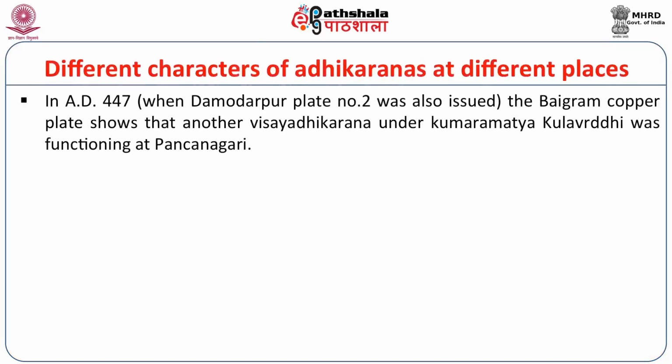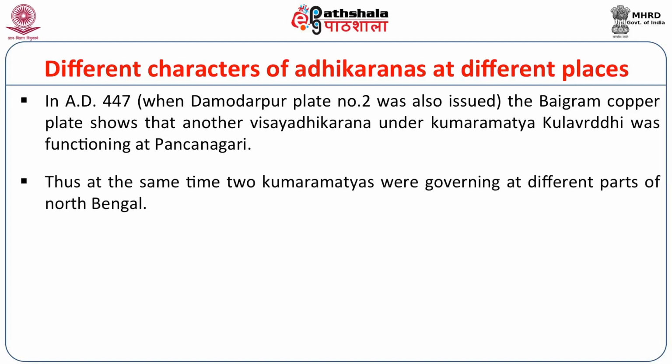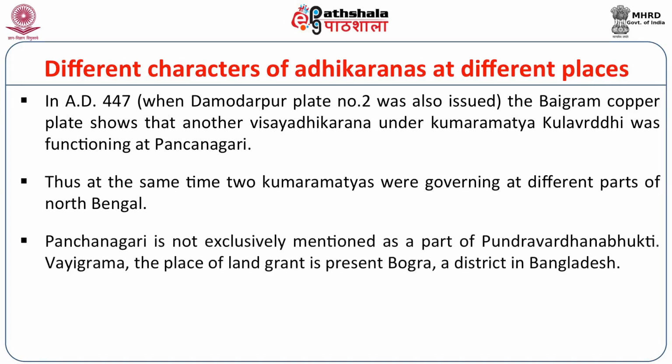The different characters of the Adhikaranas at different places, which is again important. In AD 447, when Damodarpur copper plate number 2 was also issued, the Baigram copper plate shows that another Vishayadhikarana under Kumaramatya Kulavriddhi was functioning at Panchanagari. Thus, at the same time, we have two Kumaramatyas who were governing at different parts of North Bengal. Now, Panchanagari is not exclusively mentioned as a part of Punravardhana Bhukti. Vaigrama, that is present Baigram, the place of the land grant, is present Bogra, a district in Bangladesh.